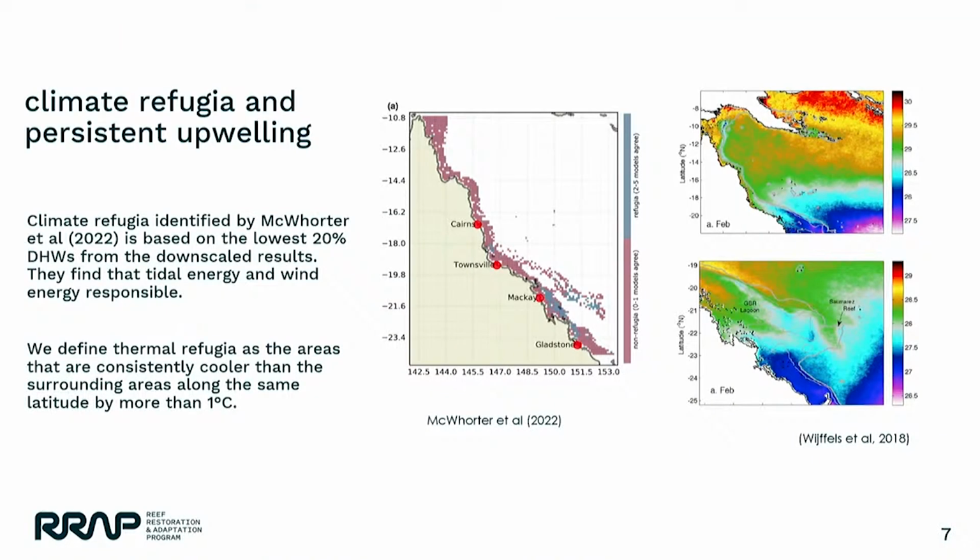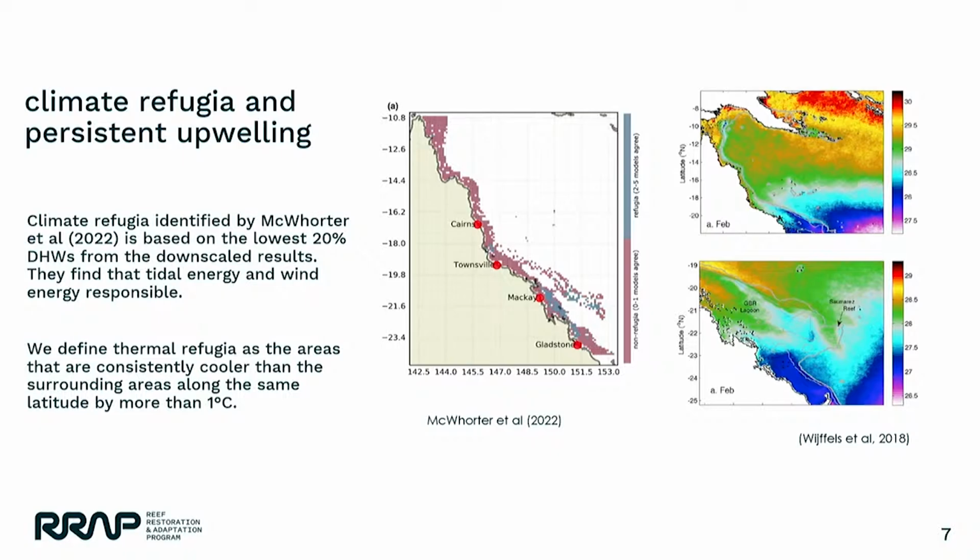This one, on the far right-hand side, is from Susan Wijffels' paper using the satellite 2-kilometer data to show that the climatology in February has persistent cooler temperatures along the shelf across the GBR. On the top is the northern and central GBR, and on the bottom is the southern GBR. You can see the cyan color stands out along the shelf.